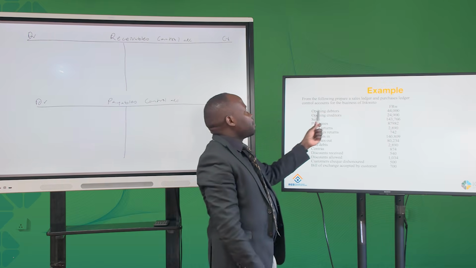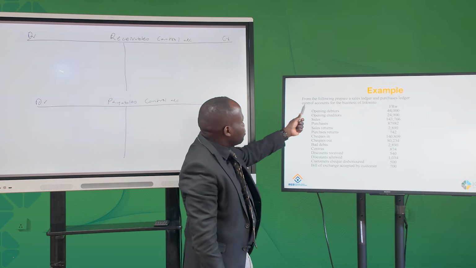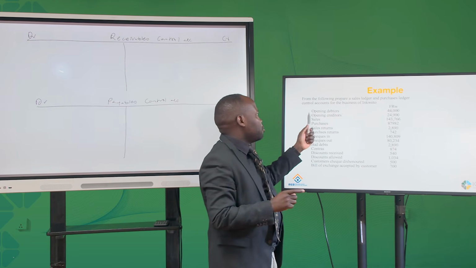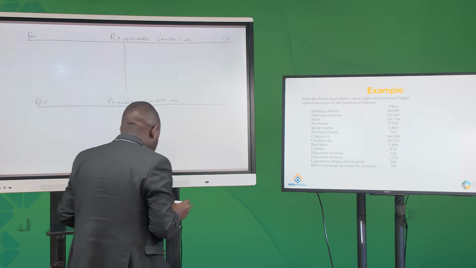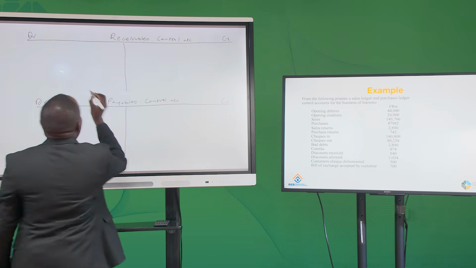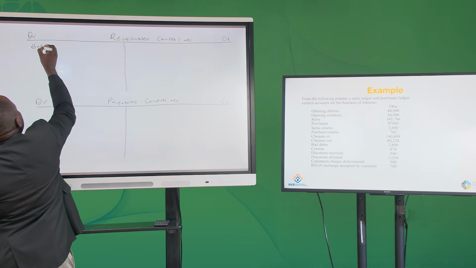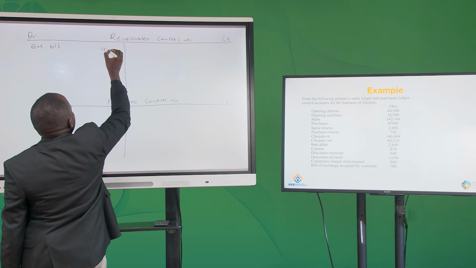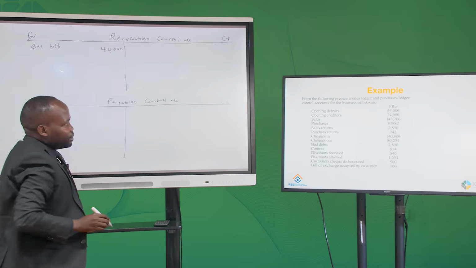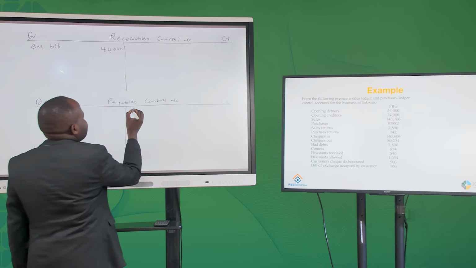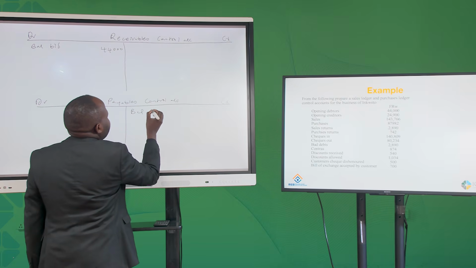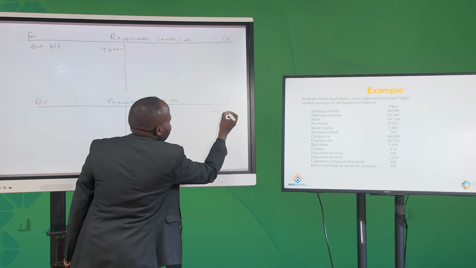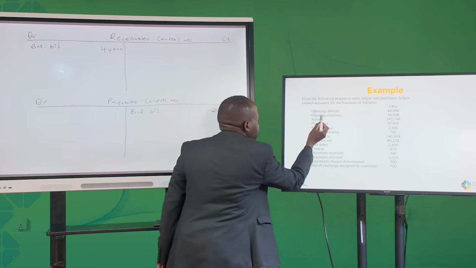From the following, prepare a sales ledger and a purchase ledger control account. Sales is the same as receivables. Purchase is the same as payables. So opening debtors balance, the opening balance in receivables, we'll call it balance brought down, is 44,000. The next one is opening creditors, so balance brought down for the creditors is 24,900. So I've accounted for the first two transactions.